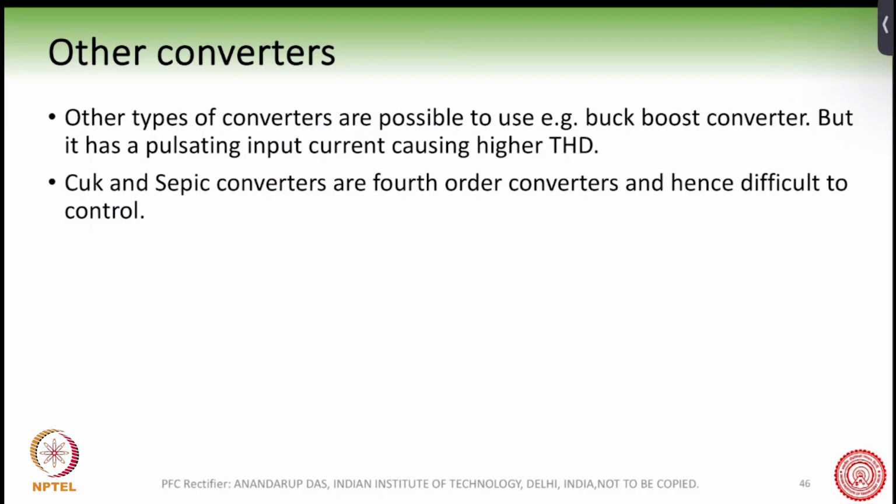And other types of converters can also be used, like the buck boost converter. But the buck boost converter has a pulsating input current. The buck converter also has a pulsating input current, and it causes higher THD. Now, Cuk and SEPIC converters may be used, but they are fourth order converters. It's difficult to control, and so we preferably avoid the Cuk and SEPIC converters. And most of the time, the boost PFC is good enough.